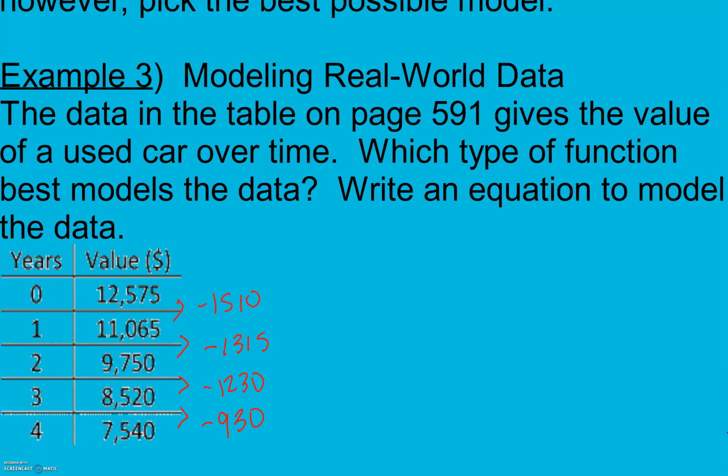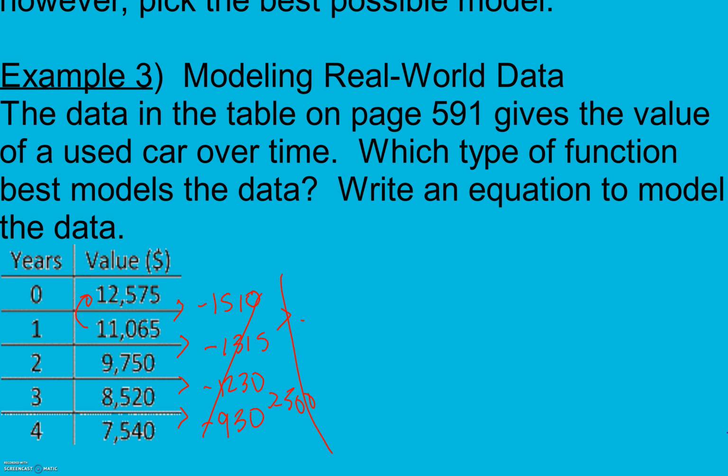Here I found our common differences, and I did that by taking 11,065 minus 12,575. Okay, and then all the way down the line. So I found our common differences. Here, those don't look like they're going to match, so not linear. It also doesn't look like our second differences are going to match. Here, for example, we dropped 300. Here, we don't. So second differences aren't going to match either.